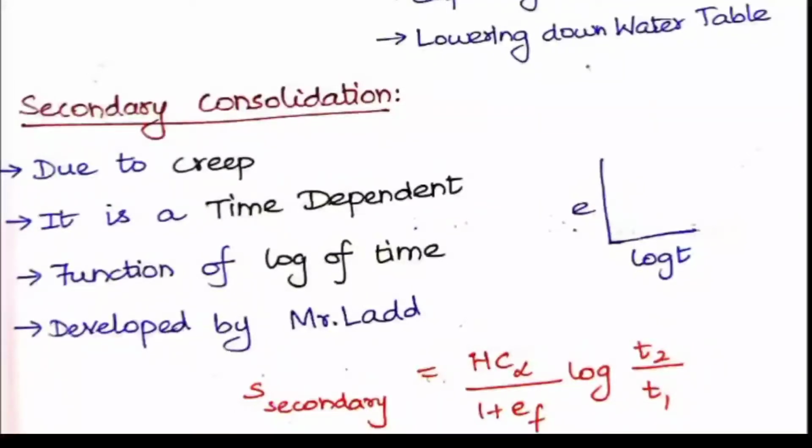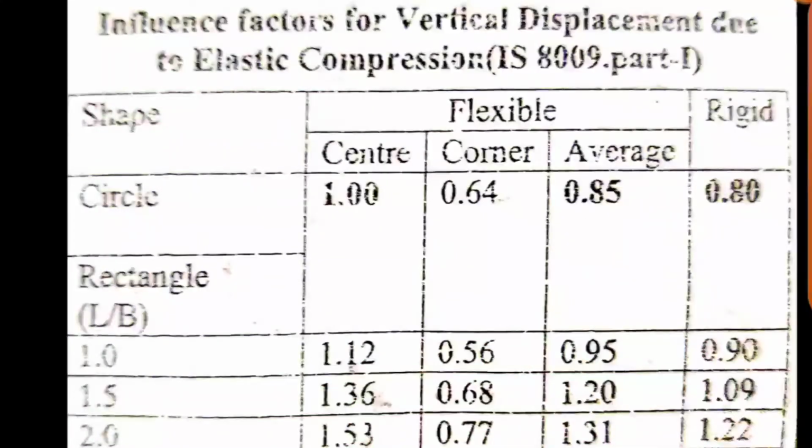So the graph is taken as e versus log t, and this was developed by Mr. Lentz. So he has given a formula for the settlement of secondary consolidation. It is H Cα by 1 plus e_0 log of t2 by t1. So this is the influence factor for various shapes and soils.